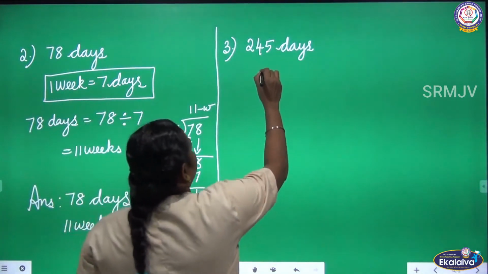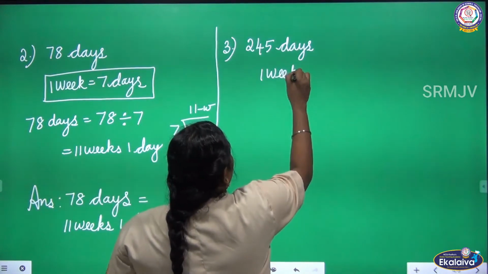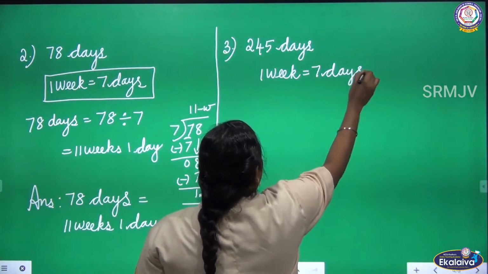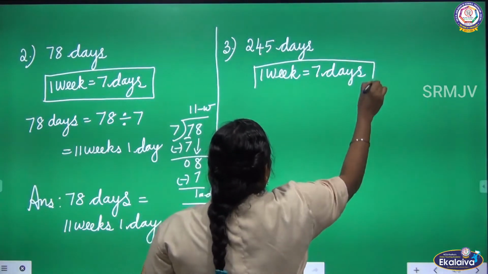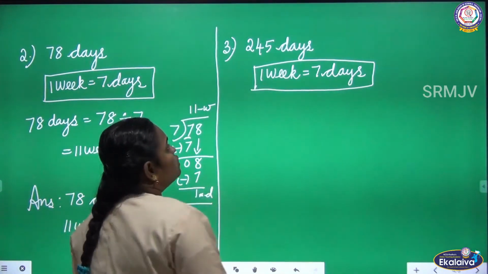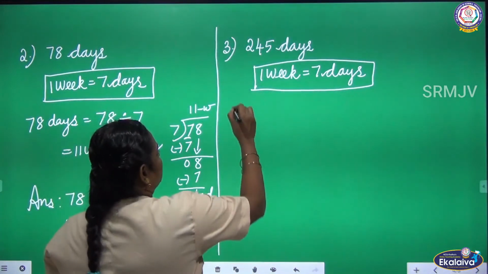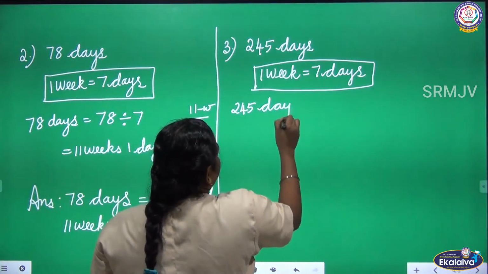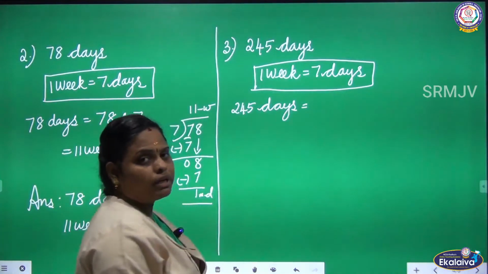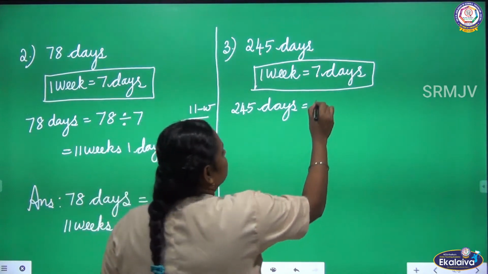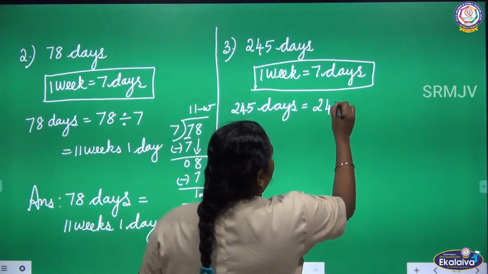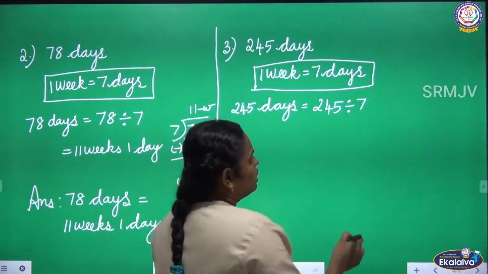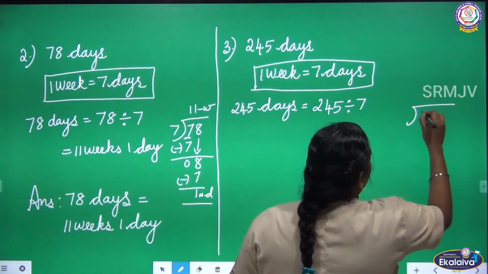So 1 week equal to how many days, children? 1 week equal to 7 days. So 245 days equal to 245 divided by 7. If you divide by 7, you will get how many weeks, then how many days.